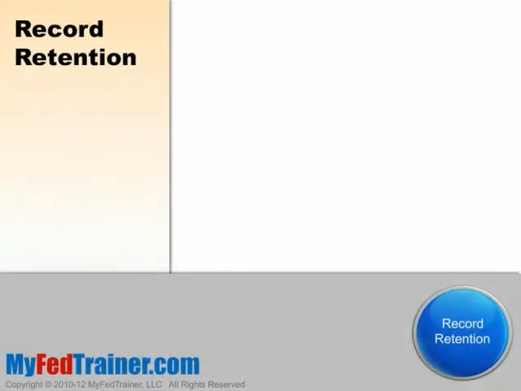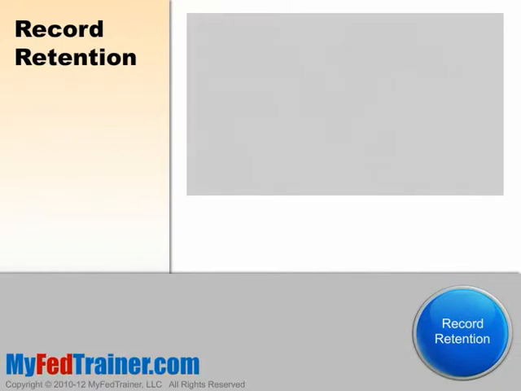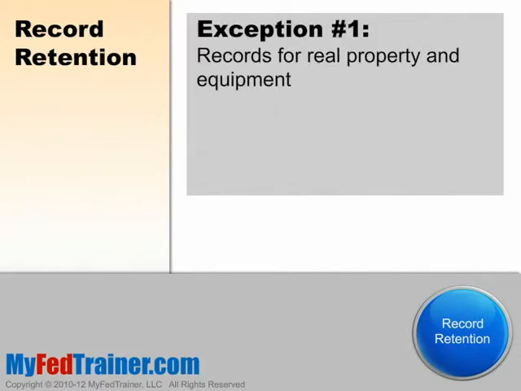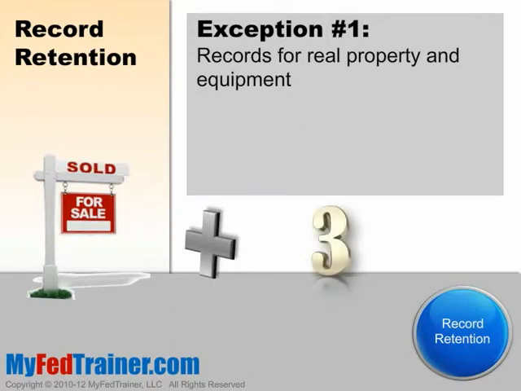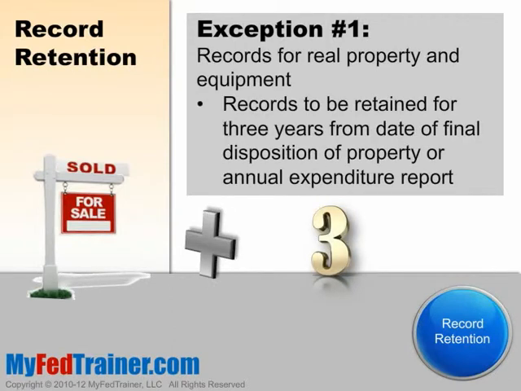The first exception to the 3-year record retention general rule concerns records for real property and equipment. For real property and equipment, records must be retained for 3 years from the date of final disposition of the property. Depending on the use of the property, this could be considerably longer than 3 years from the date of award completion.